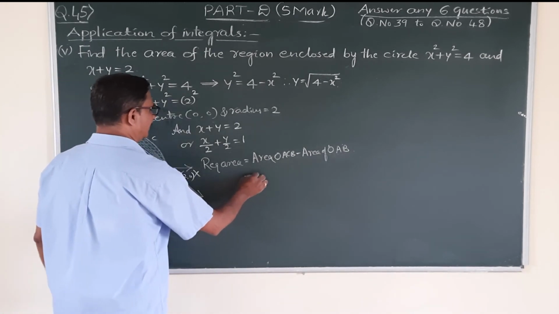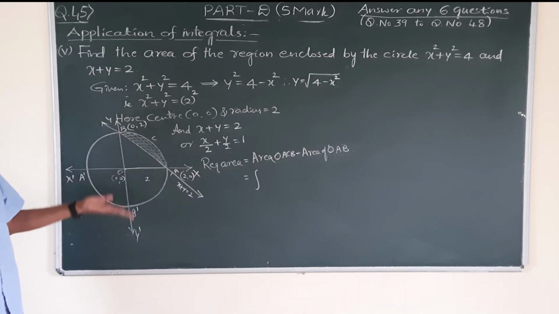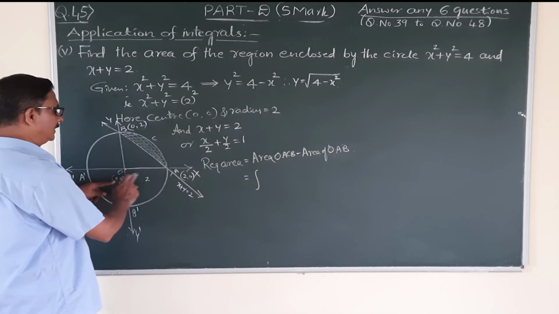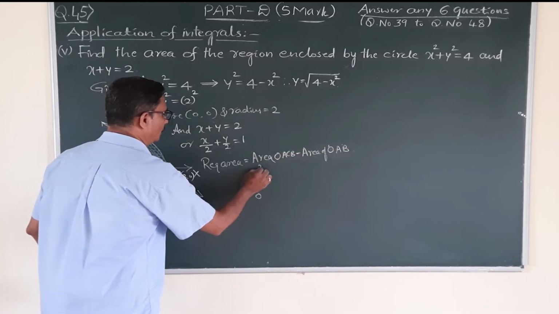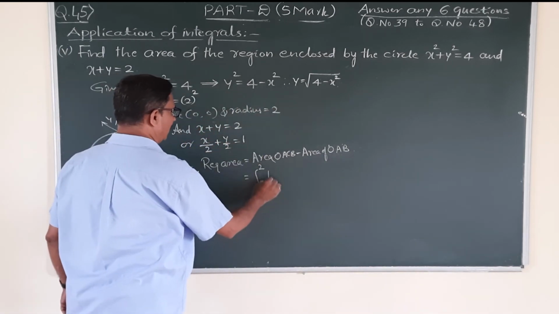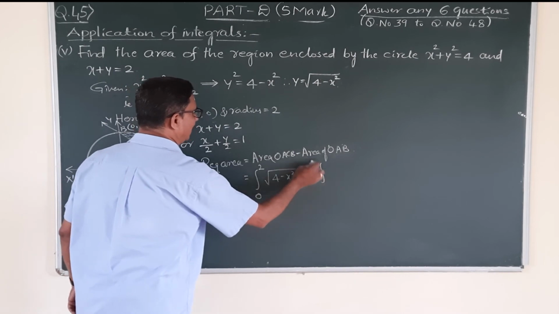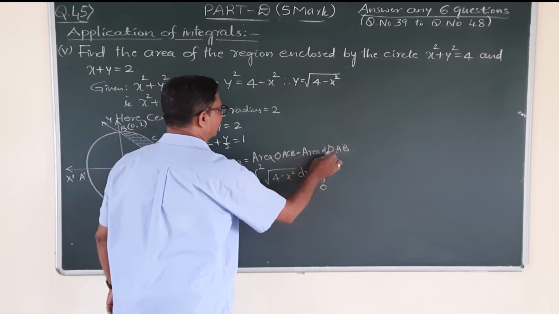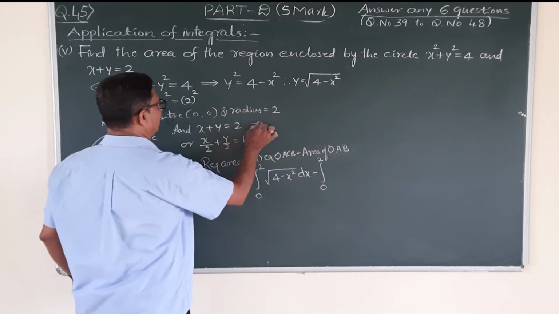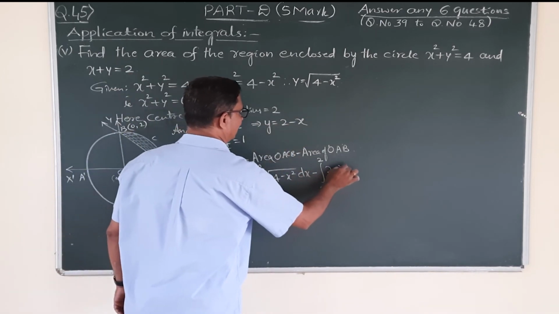So that is the integral from, you know the formula, area bounded by the curve with the x-axis is given by the formula integral from a to b of y dx. The lower limit is 0, the upper limit is 2, integral from 0 to 2 of y dx for OACB. The y value is under root of 4 minus x square with respect to x, minus again the area with the same limits, for the line OAB. x plus y is equal to 2 implies y is equal to 2 minus x, right?